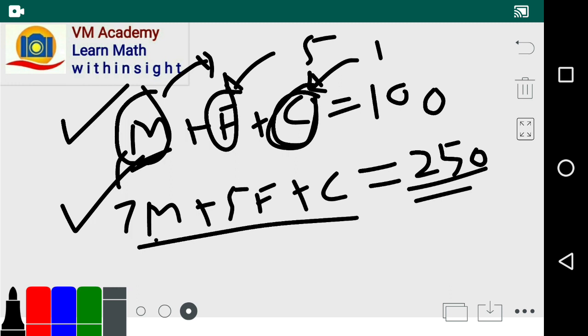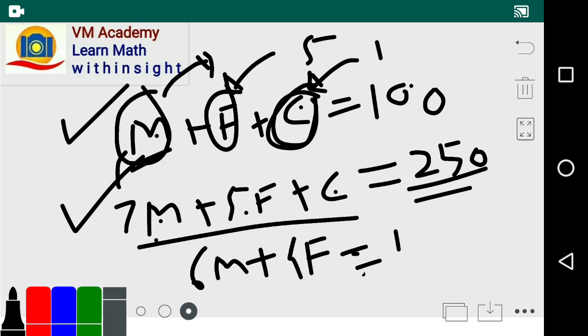And how can we find it? Just subtract, friends. 7m minus m is nothing but 6m, plus 5f minus f becomes 4f, plus c minus c becomes 0, equal to 250 minus 100, that becomes 150, friends. This is the first equation and this is the second equation. Now 6m plus 4f equals 150.